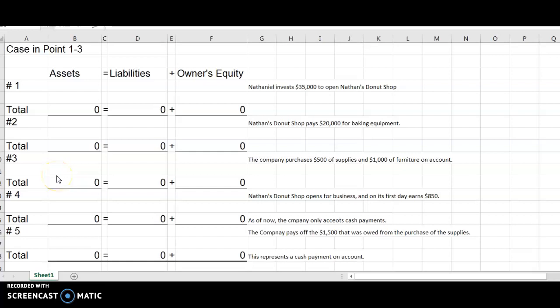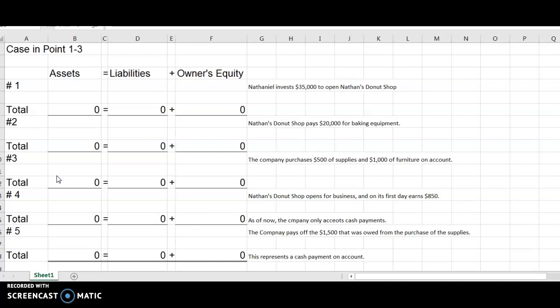Case in point 1-3, determine the impact on accounts. In this example, we will determine which accounts have been impacted by each transaction and by how much they have either increased or decreased. Transaction number 1.